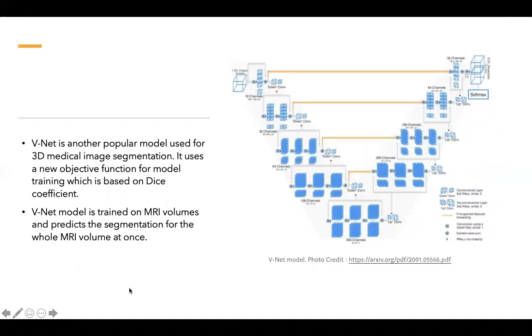Then VNet is another popular model used for 3D medical image segmentation, and the main idea behind it is that the model was trained based on the dice coefficient. It takes the MRI volumes and predicts the segmentation for the whole MRI volume at once. As you can see here, for down convolution, it uses a 2x2 filter with stride 2, and for up convolution, it uses a 2x2 filter with stride 2 as well.